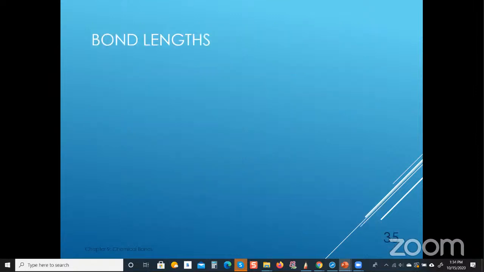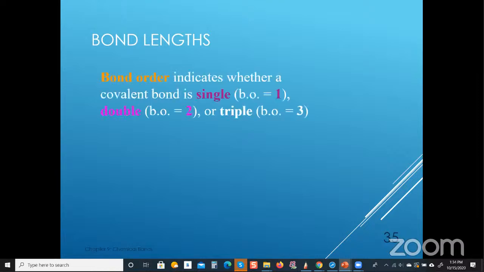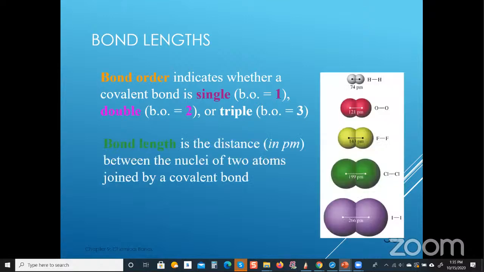I think this will be the very last thing we're going to talk about. Bond lengths. All right. So firstly, let me talk about bond order. Very simple concept. The bond order is basically a number that indicates whether the bond is single, double, or triple, right? So if the bond order is 1, that's a single bond. If the bond order is 2, that's a double bond. If the bond order is 3, that's a triple bond. Very simple concept.